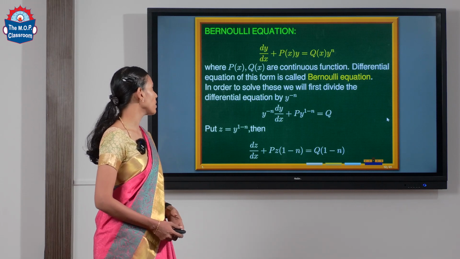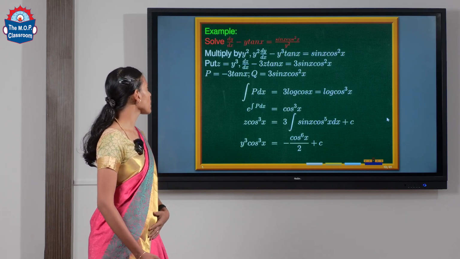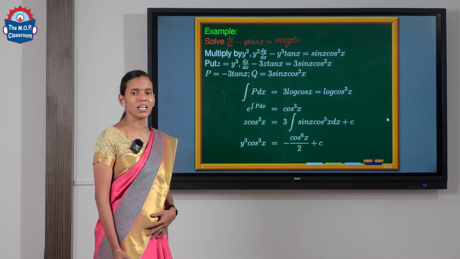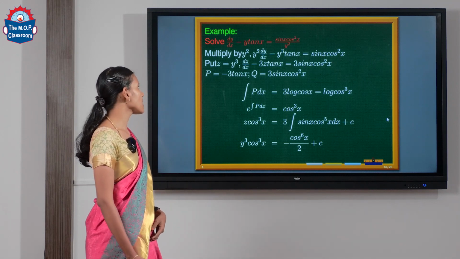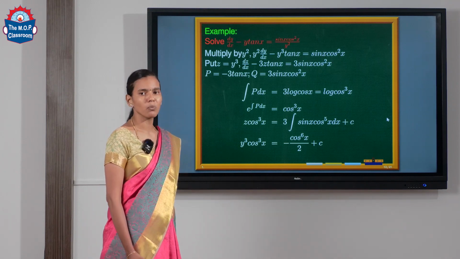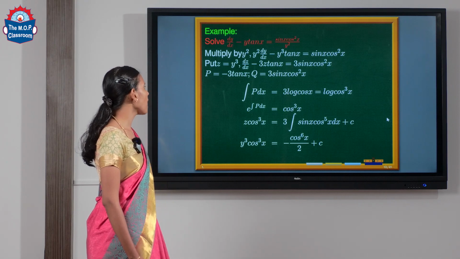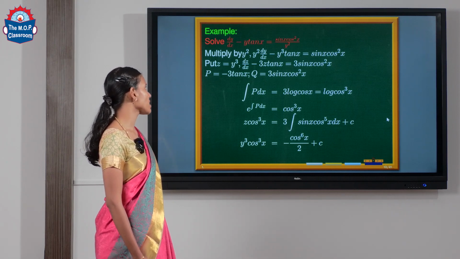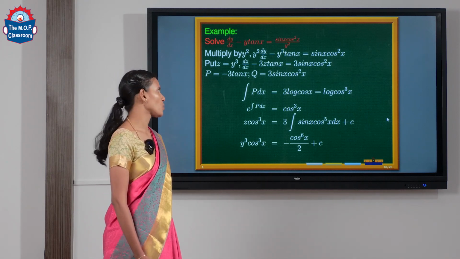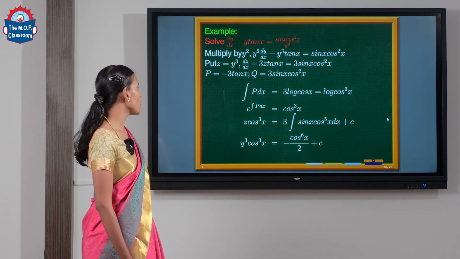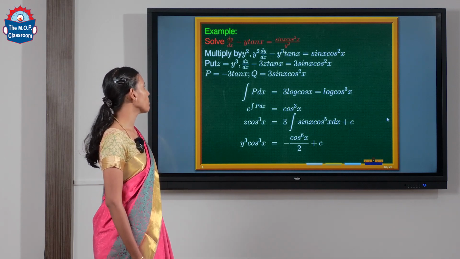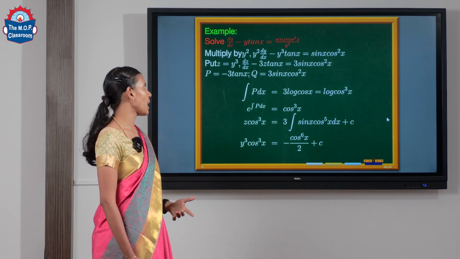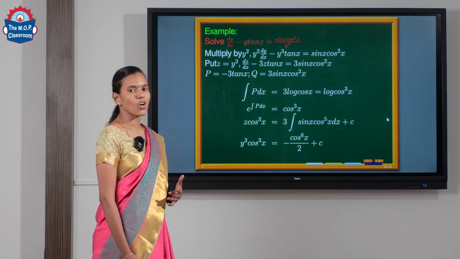We will see an example for this Bernoulli's equation. Here the question is dy by dx minus y times tan x is equal to sin x cos square x by y square. As I stated, I have to divide this by y power n. Here I am taking it to be y square. So if I divide it by y square, I will be left with y square dy by dx minus y cube tan x is equal to sin x cos square x.